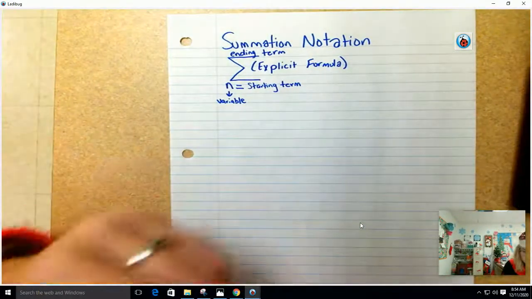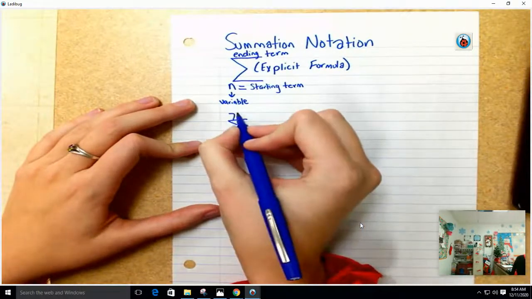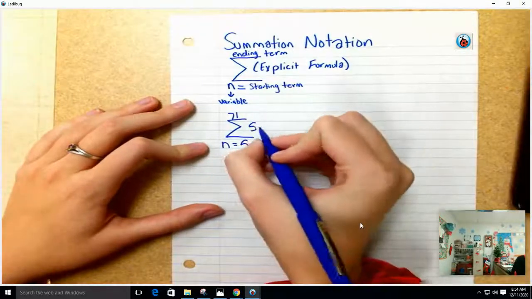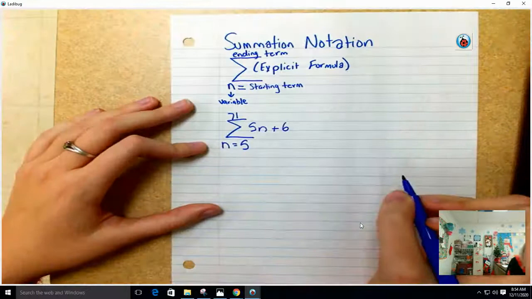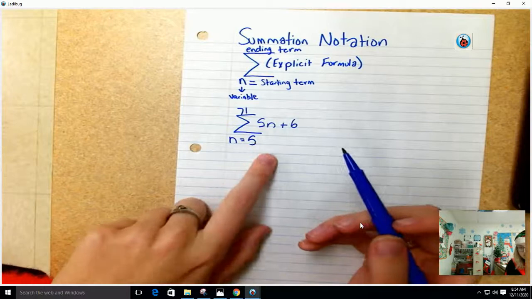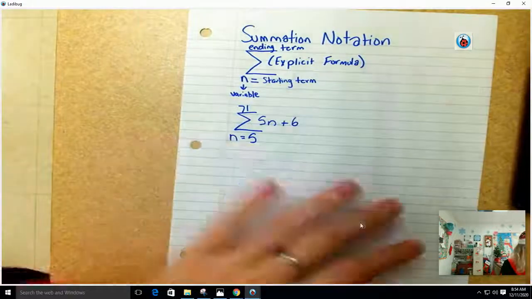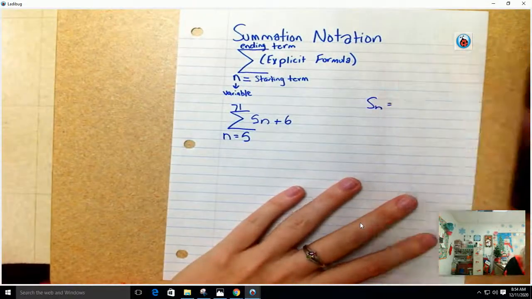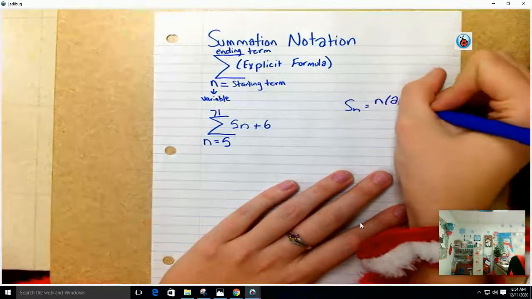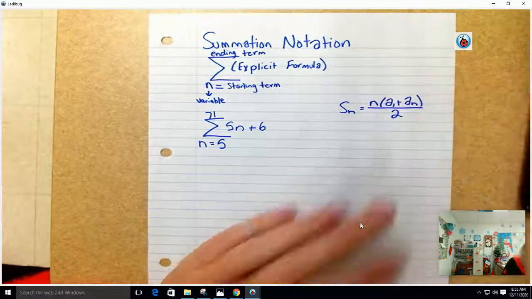Okay, so we'll do an example. So you're going to be given something that looks like this. And you are asked to find the sum of this sequence. This is a way of writing sequences. So we are still going to use the same formula we did earlier. So S sub n is equal to n times (a1 plus a sub n) over 2. We're still going to be doing this.